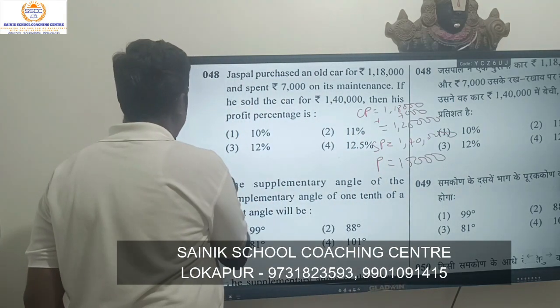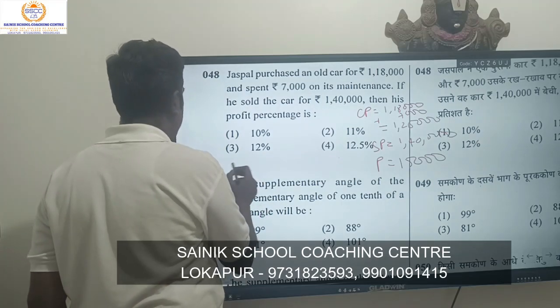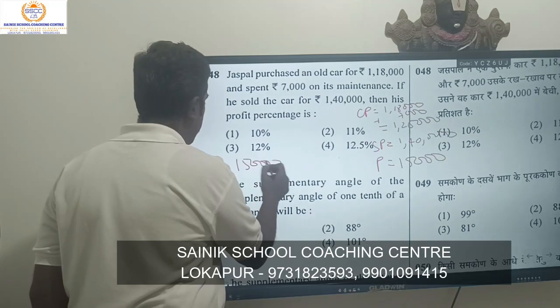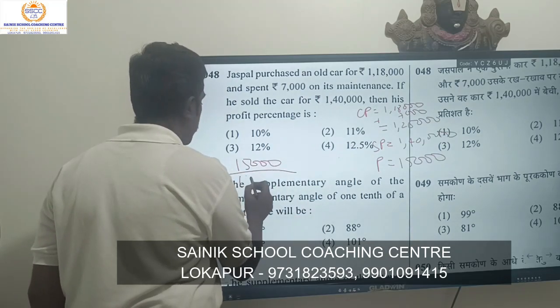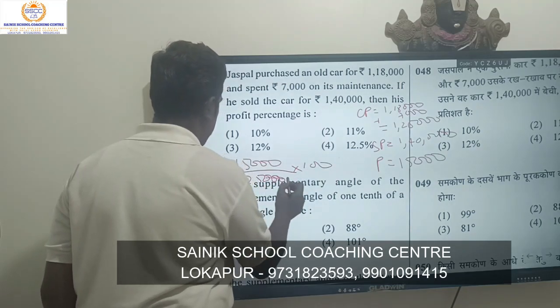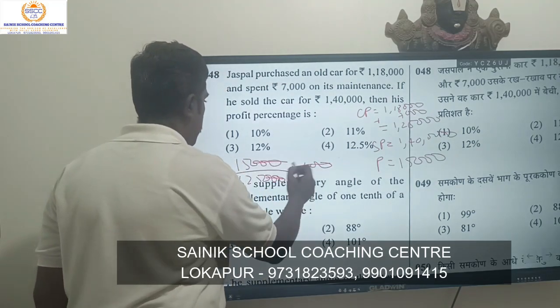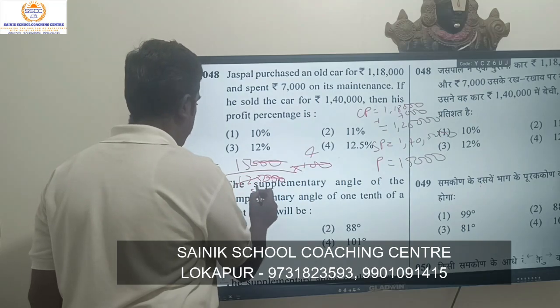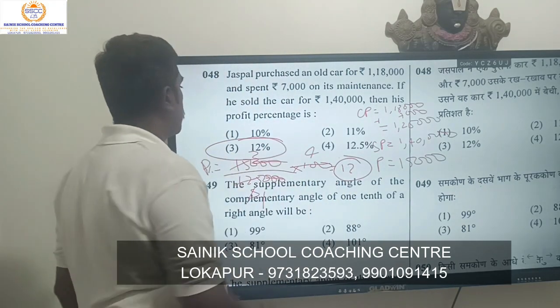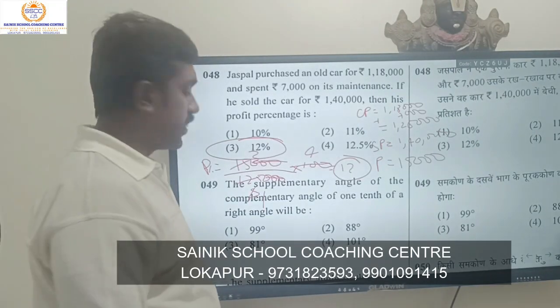Profit percentage is equal to profit by CP into 100, 15,000 divided by CP, which is 1,25,000 into 100. 0, 0 will get cancelled. 25 fours are 100, 25 fives are 125, 4 threes are 12%. So option 3, 12 is the right answer.